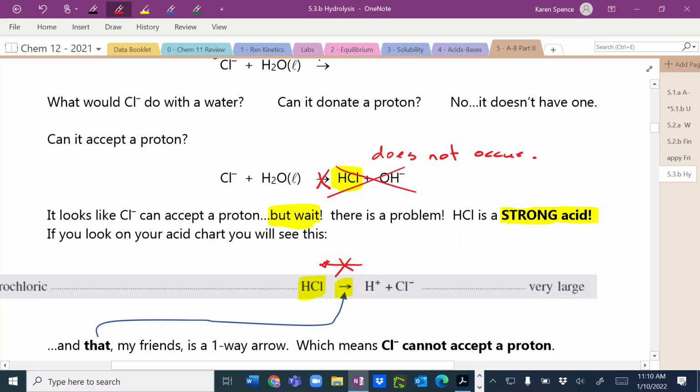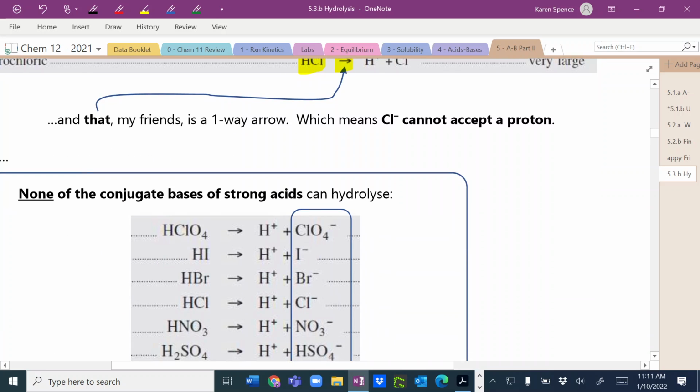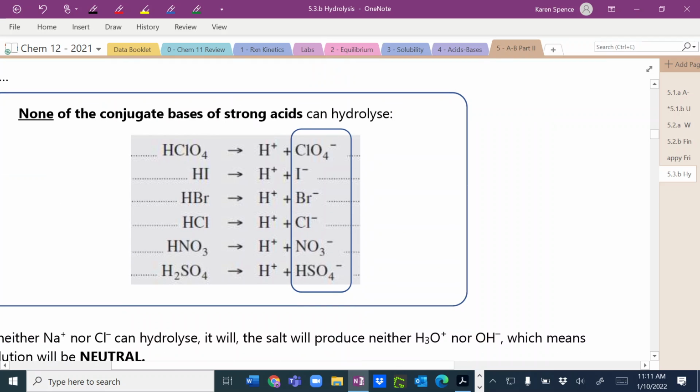I don't know if any of you remember, I gave away a pen to someone, that was my proton, and then I couldn't take it back because I was too weak, right? And that's what chloride is like. It cannot take a hydrogen away from water because it is too weak of a base, okay? So as it turns out, none of the conjugate bases of the strong acids, so that would include ClO4-, I-, Br-, chloride, nitrate, and HSO4-, none of them can hydrolyze.